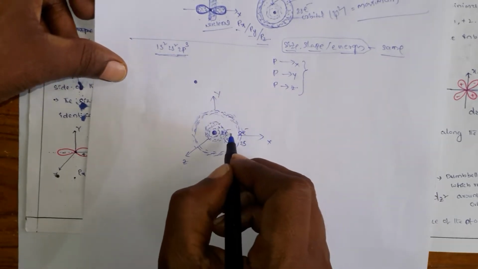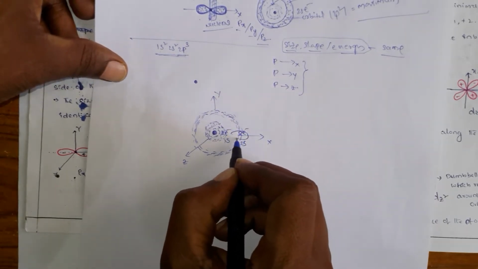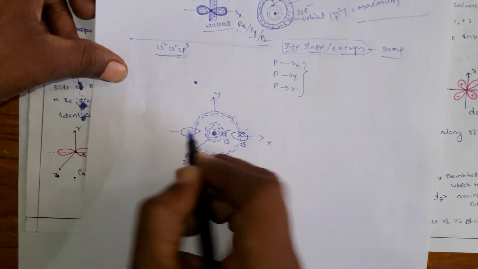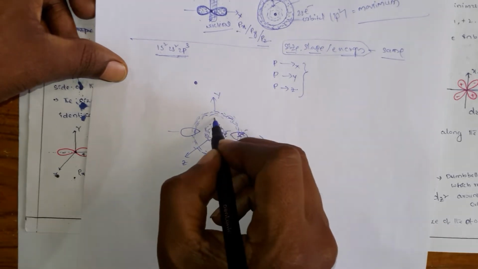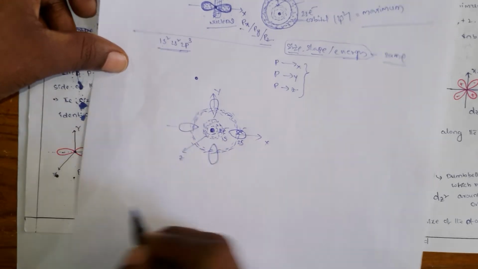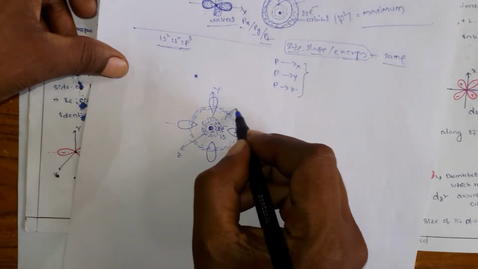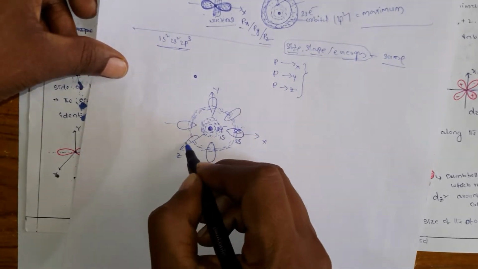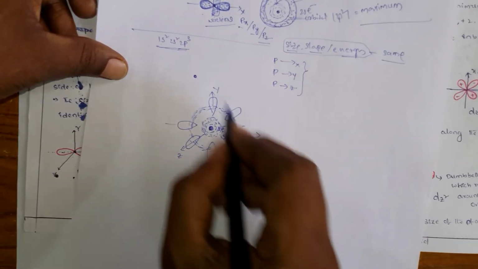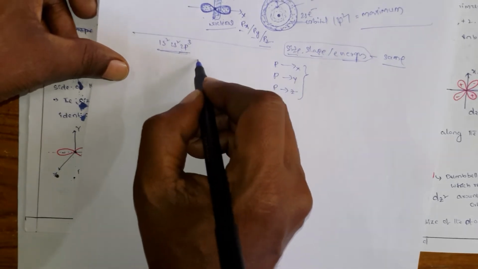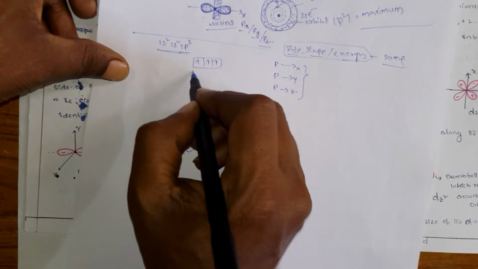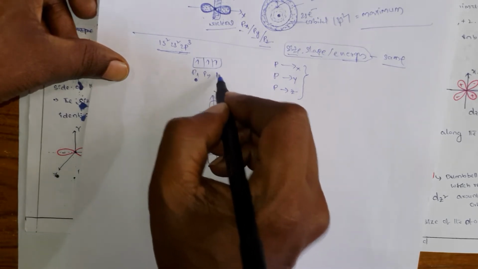So here is one p orbital, and here is one more p orbital. This is a px, here is a py orbital, and here is a pz orbital. So here it is along the x-axis. That means in the 2p3, one electron will be in the px, one in the py and one in the pz.